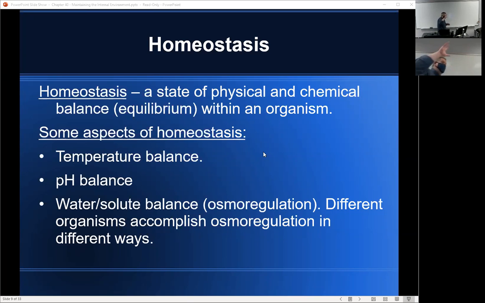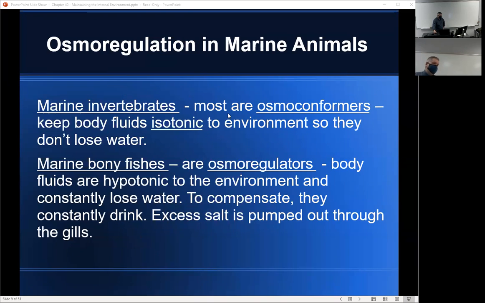Okay, just like other things we've talked about, like different types of skeletons or elimination of nitrogen waste, different organisms have different strategies for carrying out osmoregulation, or homeostasis, in other words, with respect to water and solute balance. So let's start with the very simplest strategy for carrying out osmoregulation. We see that in marine invertebrates.